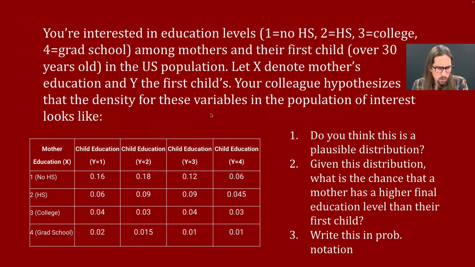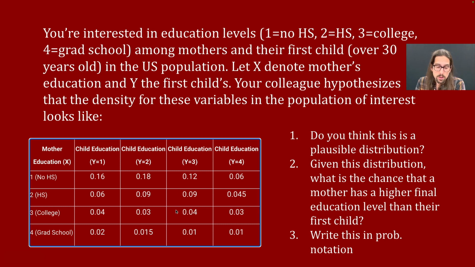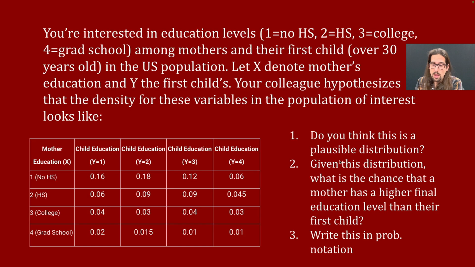One is that, okay, this is the density that your colleague postulates. And the first one is, does this seem plausible to you? Considering what you know about patterns of education in families in the United States, do these numbers agree with your intuition? And that's qualitative, just to check your understanding of what these numbers mean and whether they agree with reality.